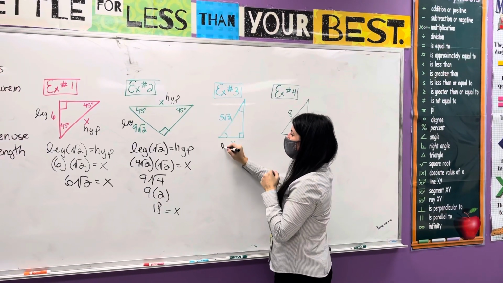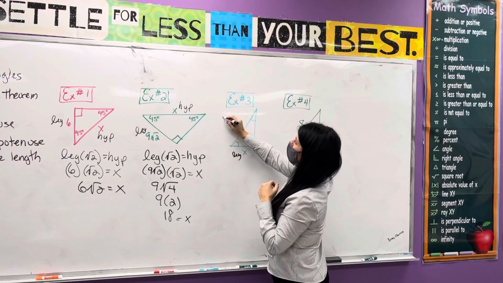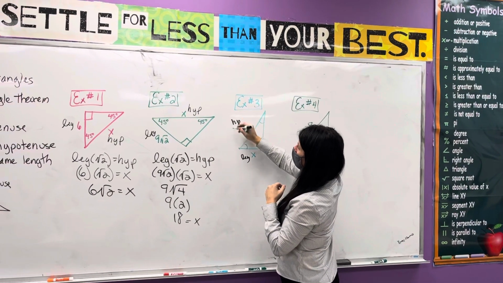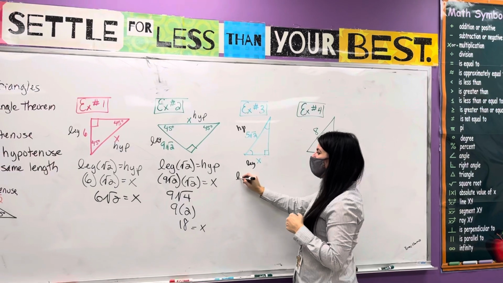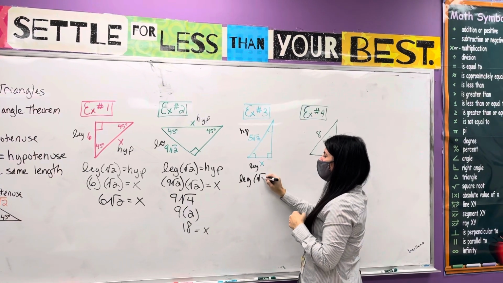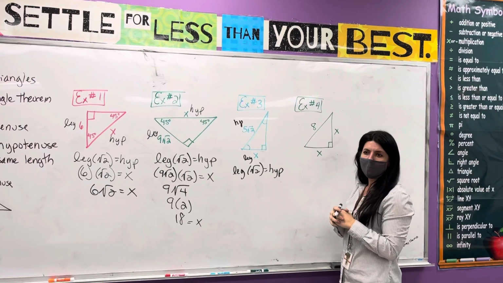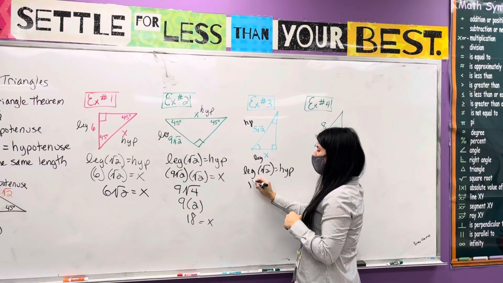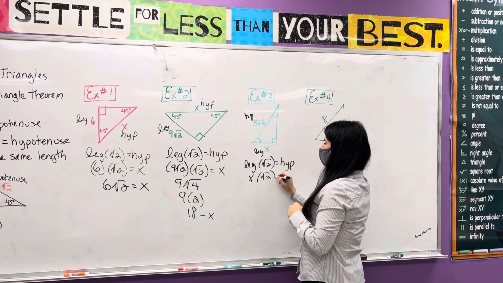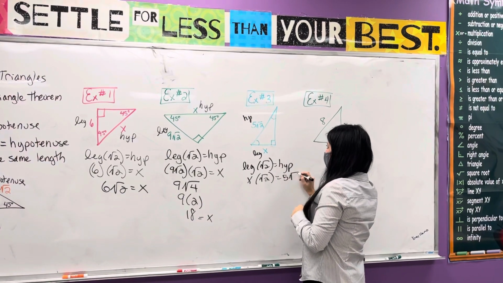So I'm going to label it. This is a leg. This is my hypotenuse. I'm going to write my rule. Leg times the square root of 2 is the hypotenuse. Plug in what I know. The leg is x, and the hypotenuse is 5 square root of 2.